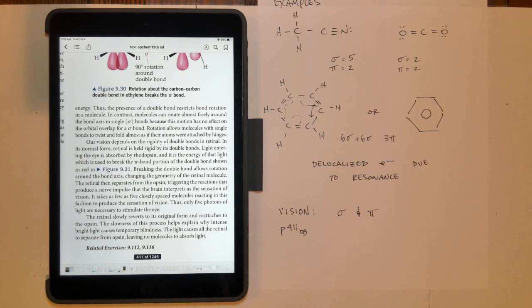The eye is so sensitive that it only takes as few as 5 closely spaced molecules reacting in this fashion to produce the sensation of vision. Thus, only 5 photons of light are necessary to stimulate the eye. There is some use for your sigma and pi bonding in the real world. Good luck with your identifying sigma and pi bonds.